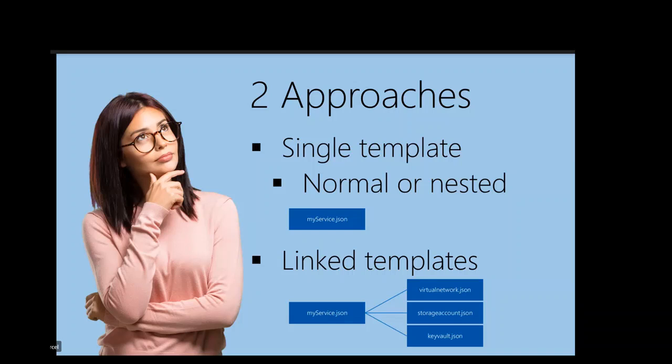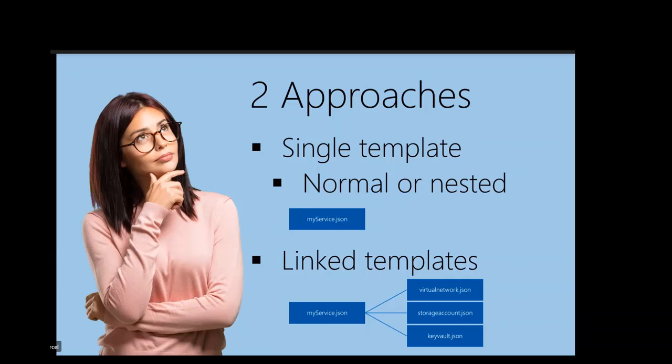So when we follow this linked templates approach, we normally have two types of JSON files. On the left-hand side, you can see my service JSON file, which we normally call the deployment or orchestration file. And on the right-hand side, you have the so-called resource templates. Resource templates are there to just provision one single resource. As you can see in this example, for instance, a virtual network or a storage account or a key vault and so on, right?